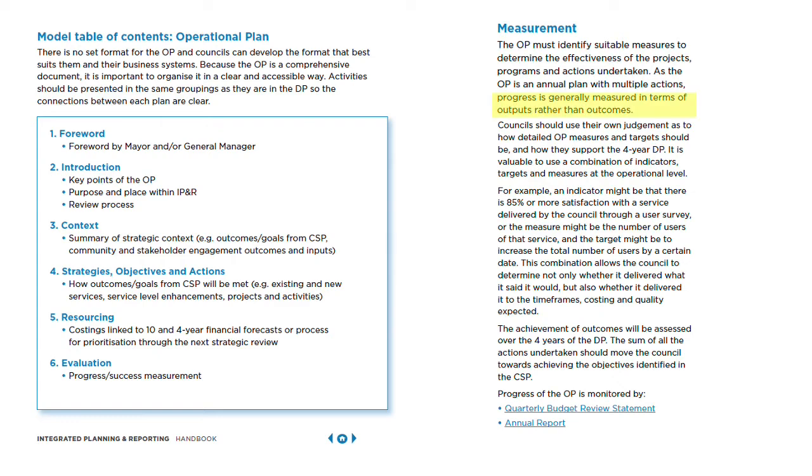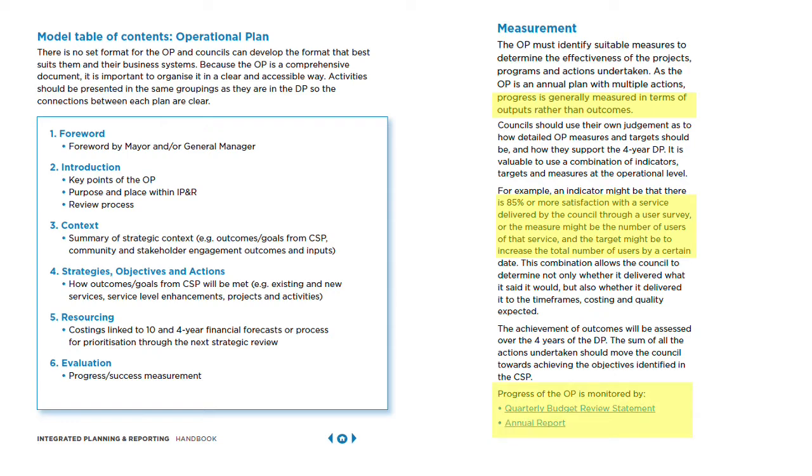I would agree with the statement that progress should be measured in terms of outputs rather than outcomes, but I would disagree that user satisfaction, which by the way virtually no council measures on an annual basis, or an increase in the number of users are outputs. These are outcomes. Outputs are things like the kilometres of unsealed roads that have been graded, or the number of storytime sessions held at the local library.